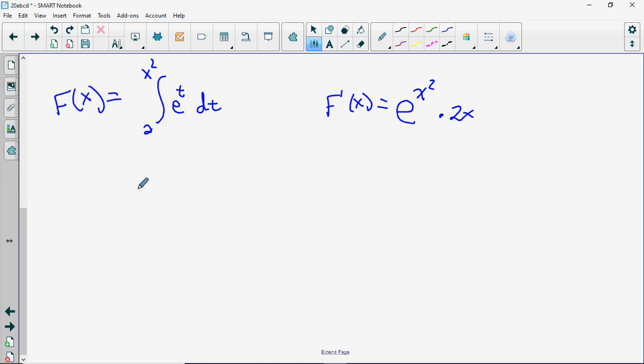So the chain rule does come into play. Again, let's do this the long way. The antiderivative of e to the t is just e to the t, so that's really easy. We get e to the x squared minus e to the a, and then we take the derivative of all this. E to the a is a constant, so it drops out. The derivative of e to the x squared is 2x times e to the x squared. So that's the second half of the fundamental theorem of calculus.